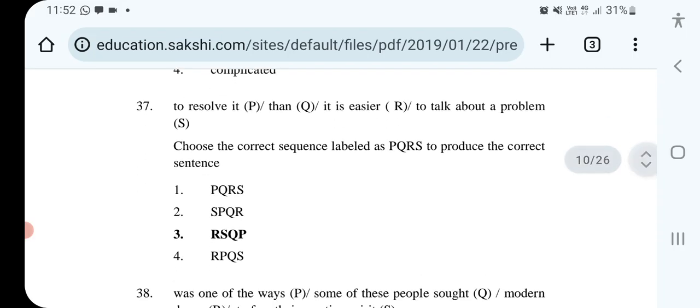To resolve it, than it is easier to talk about a problem. Choose the correct sequence labeled as PQRS to produce the correct sentence. It is easier to talk about a problem than to resolve it. So it's easier, Q comes first. QR, QRP. No, no. It's easier, R. Okay, R S Q P. R S Q P. Okay.